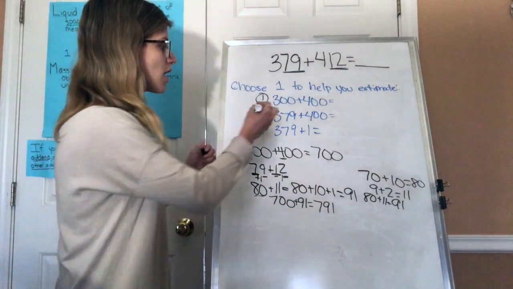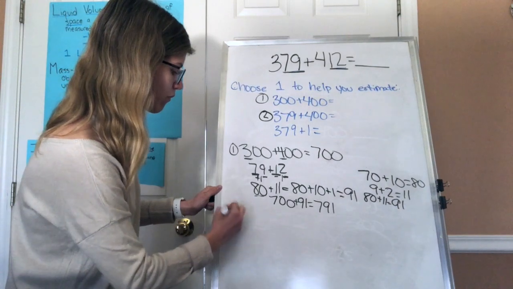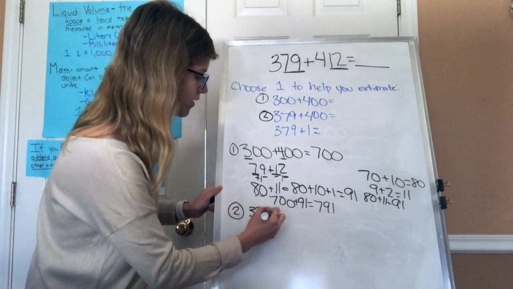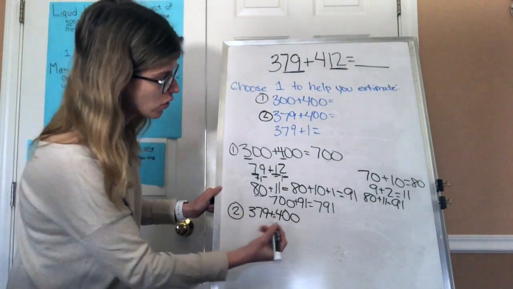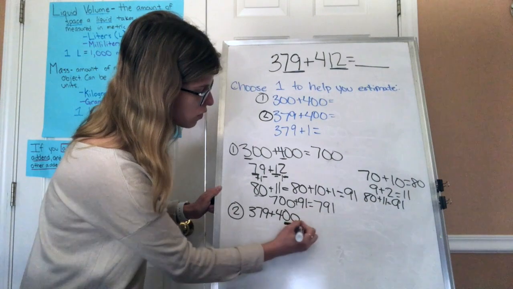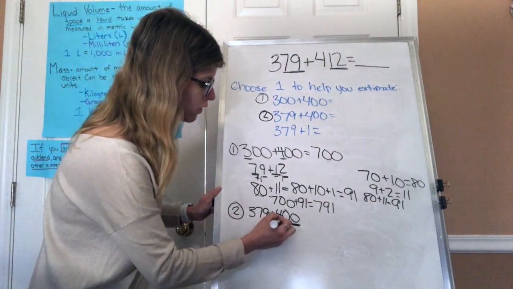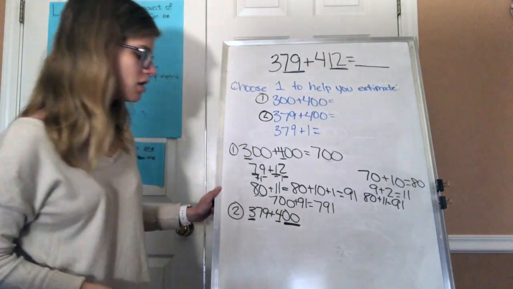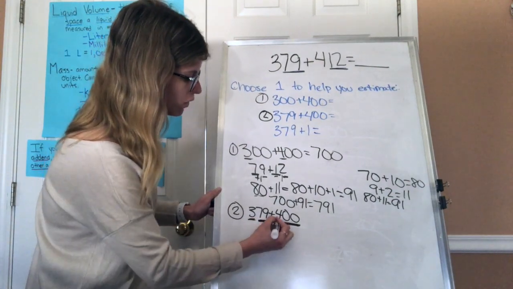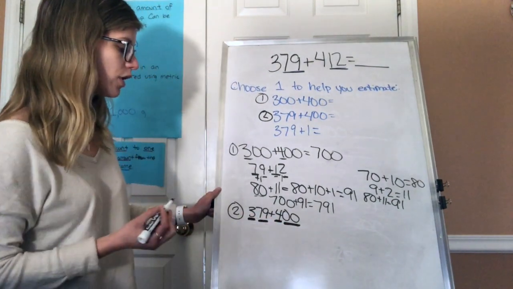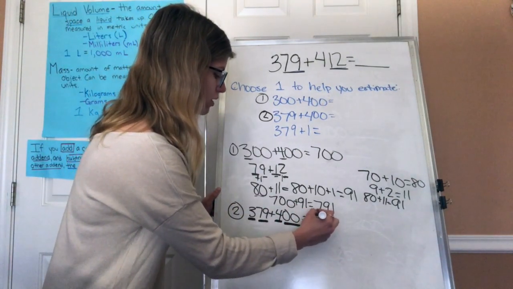Let's say you did the second starter problem. The second starter problem was 379 plus 400. And I could have used this on a number line, or I could have noticed that since there are only zeros in my ones place in 400, I'm only going to be adding a 4 to the 3 in the hundreds place. So this will stay the same, and I'm only going to be changing my hundreds place. So 379 plus 400 would equal 779.